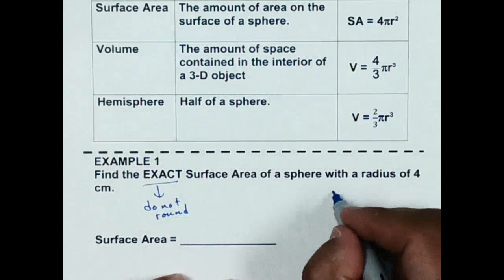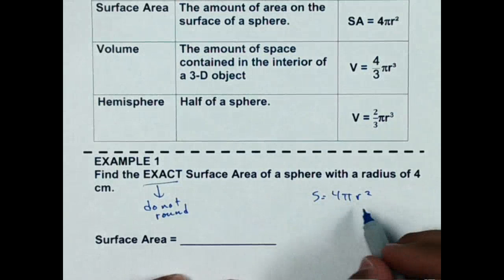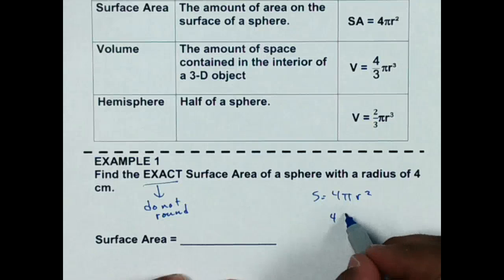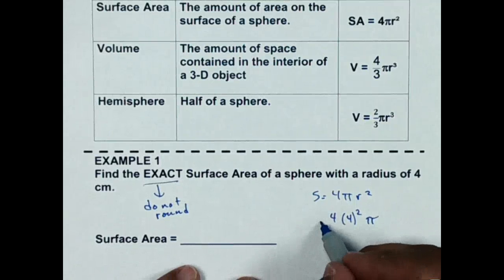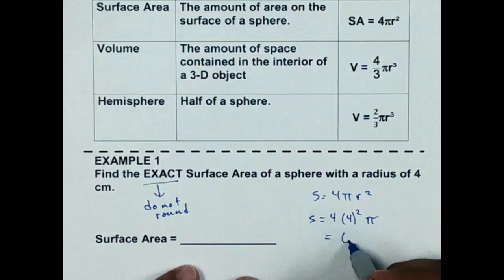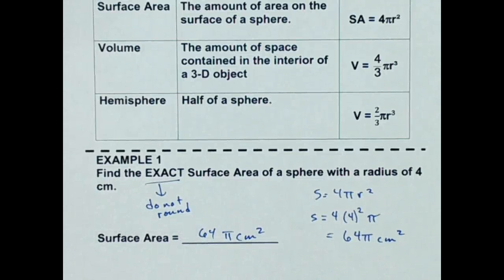So surface area is just 4 pi r squared. I know my radius is 4, so that's just going to be 4 times the radius squared, pi. I just moved the pi symbol to the end. 4 times 16 is 64. So that is going to give me 64 pi centimeters squared. Again, it says exact, so I do not want to round that. I'm going to leave the pi in the answer.